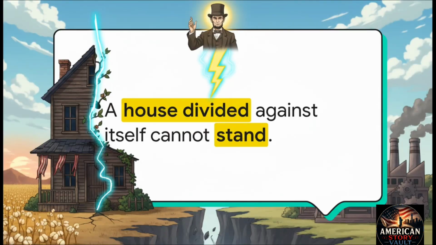Right in the middle of this powder keg, Lincoln steps back into the spotlight. In 1858, he delivers this incredibly famous quote, "A house divided against itself cannot stand." Now, Lincoln didn't initially say he wanted to kill slavery instantly. He just wanted to stop it from spreading to new territories. But to the South, that sounded exactly like a death sentence for their entire economy and way of life.